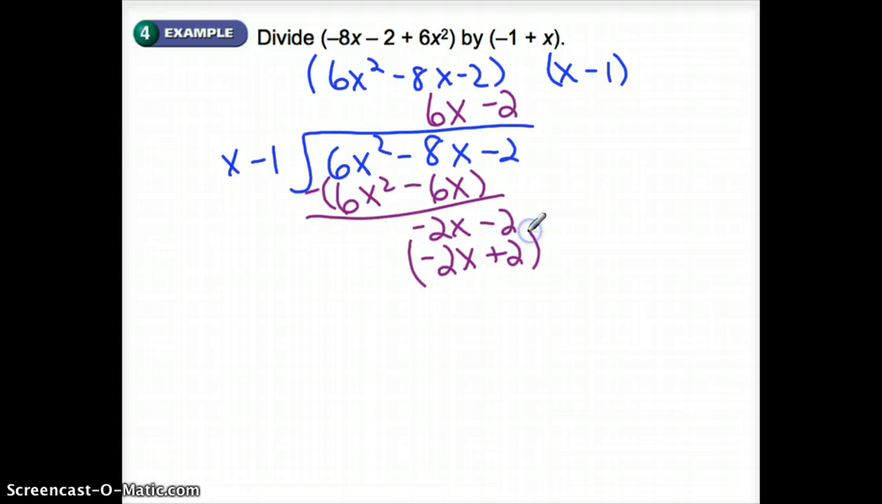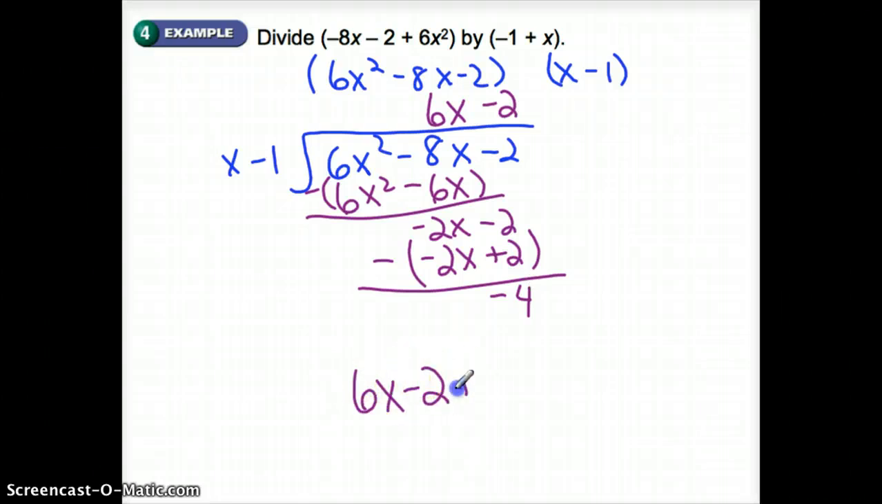Okay, I'm going to subtract. So negative 2x minus negative 2x is 0. Negative 2 minus 2 is negative 4. Okay, so it looks like I should have 6x minus 2 plus negative 4 over x minus 1. Or you very well may just write minus 4 over x minus 1.